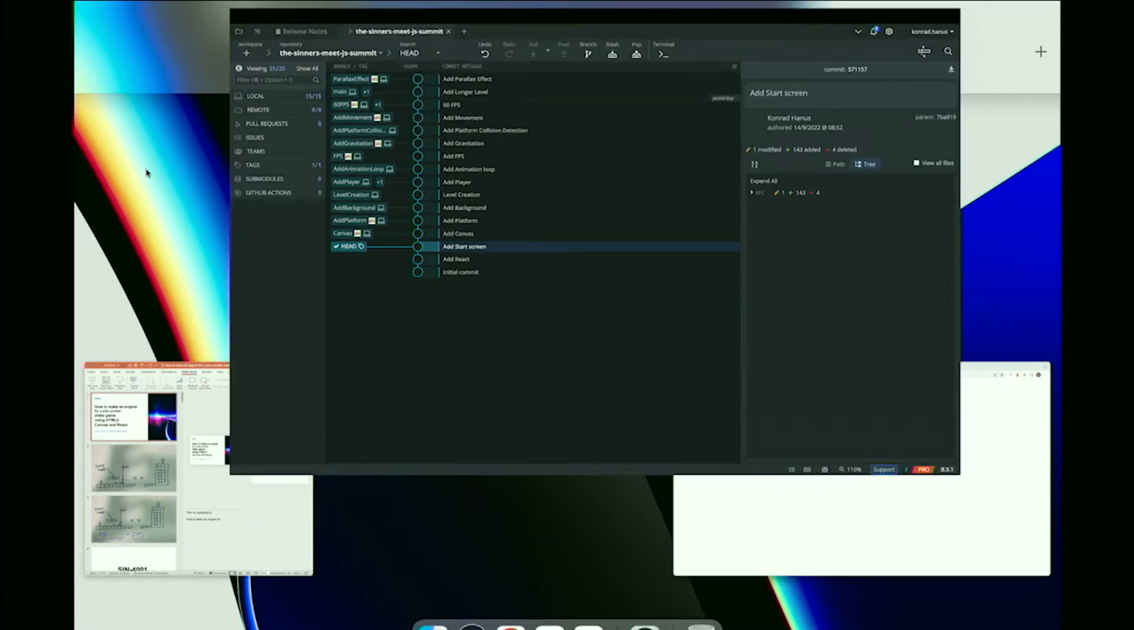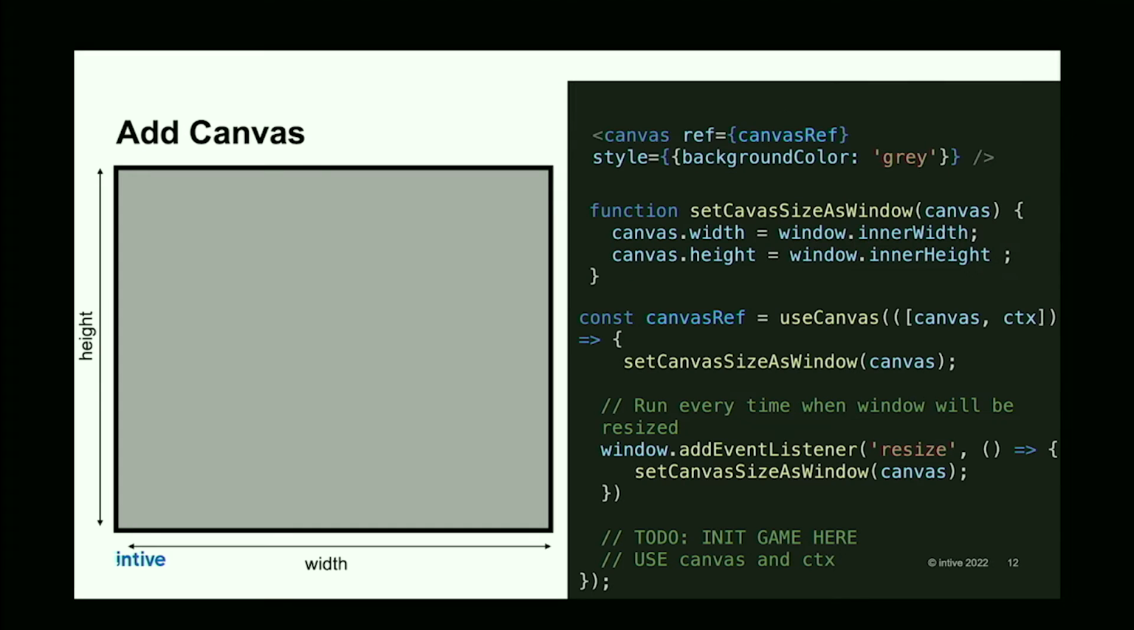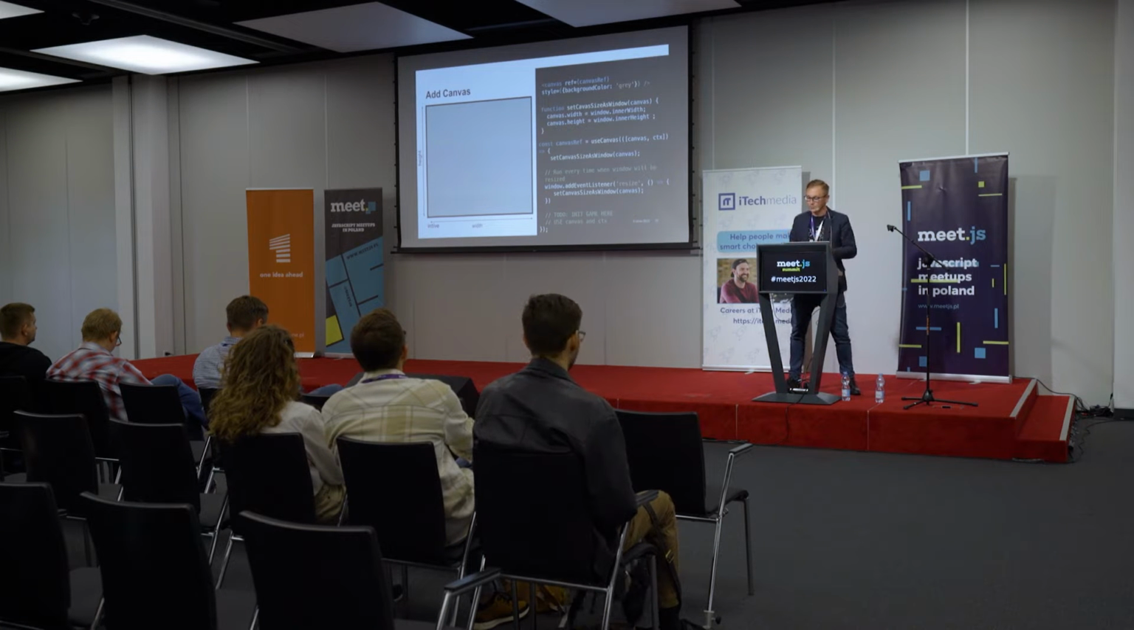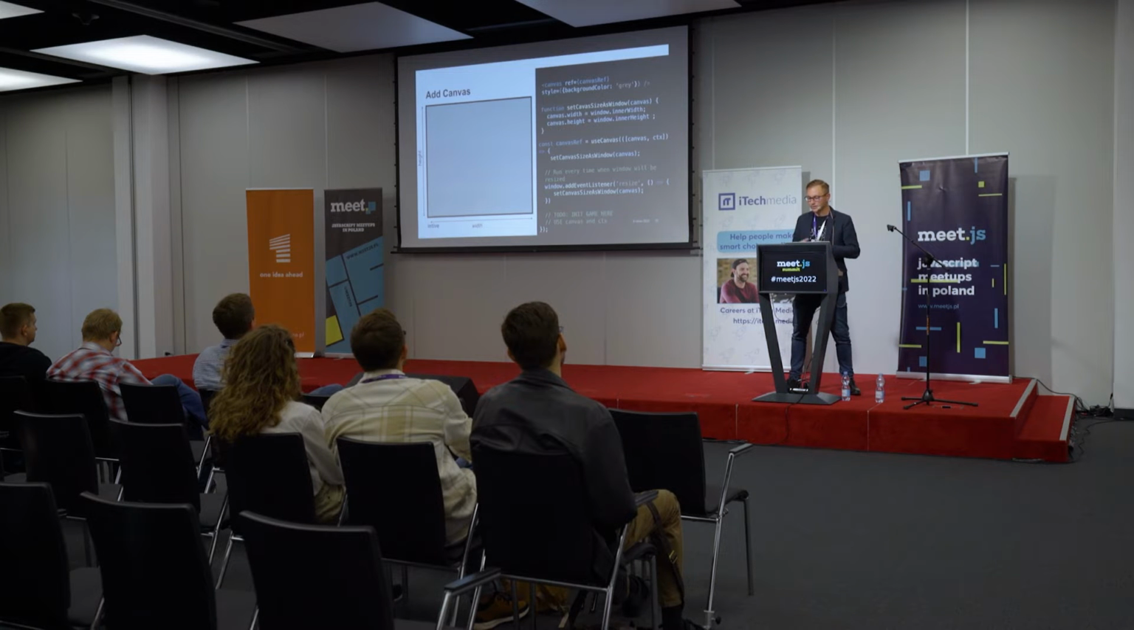So I will go back to the presentation now, and let's start by creating a simple field of our game. We will use the Canvas API for this, which we can use in the browser. I'm using React, so I can make my own hook, which was useCanvas.